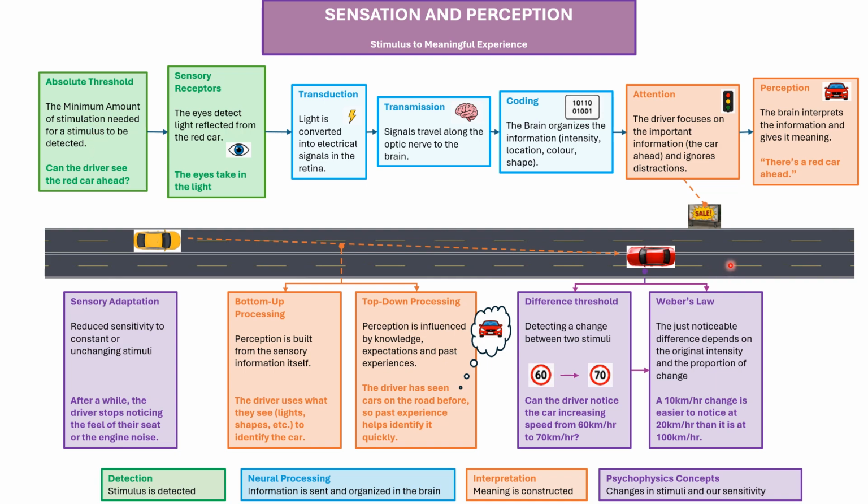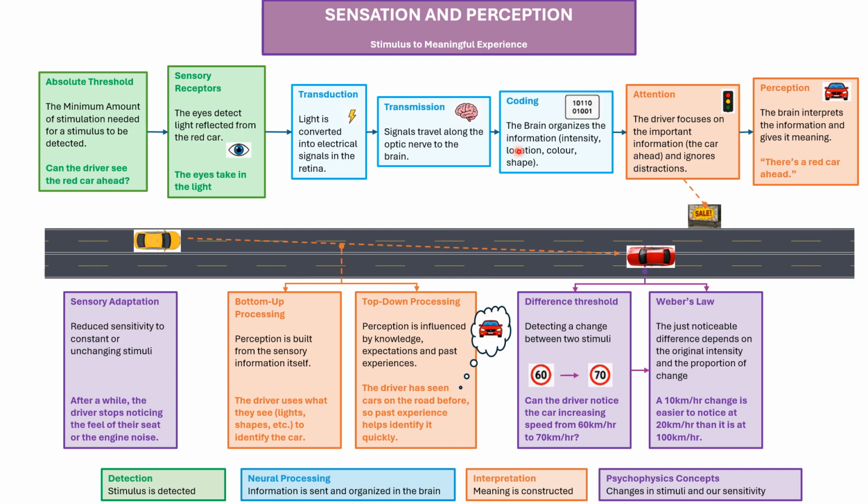The light reflected from the red car is detected by the sensory receptors in the eyes, which gather information from the environment. Next, transduction occurs. This is the process by which physical energy such as light is converted into electrical signals that the nervous system can understand. These signals are then sent to the brain through transmission along the optic nerve. Once the information reaches the brain, coding organizes important features of the stimulus, such as its color, shape, location, and movement.